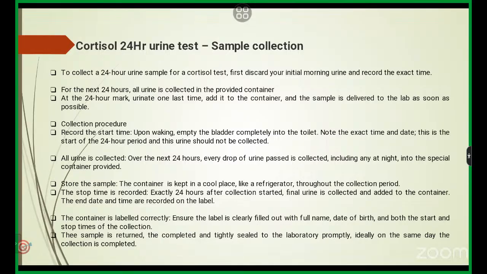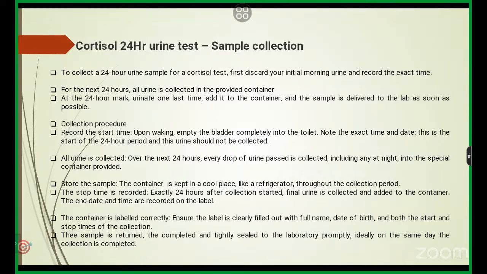Store the sample. The sample is kept in a cool place like a refrigerator throughout the collection period. There are other exceptions to this, but I will explain. The stop time is recorded exactly 24 hours after the collection has started. First urine is collected and added to the container. Final urine is collected and added to the container. The end date and time is recorded on the label.